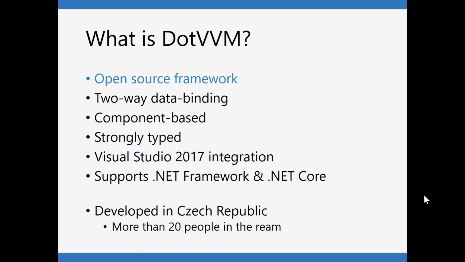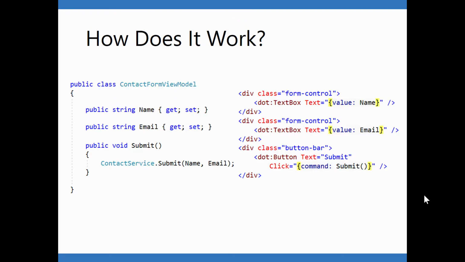And there is an integration for Visual Studio, and DotVVM supports also new .NET Core and also the old .NET framework. Not old, but classic maybe. It's just a .NET library which is compatible with ASP.NET, any ASP.NET application, so you can just install the NuGet package and add DotVVM into your project. This project is developed mostly in the Czech Republic. Most of the team is from the Czech Republic, and there are more than 20 people who work in the team.